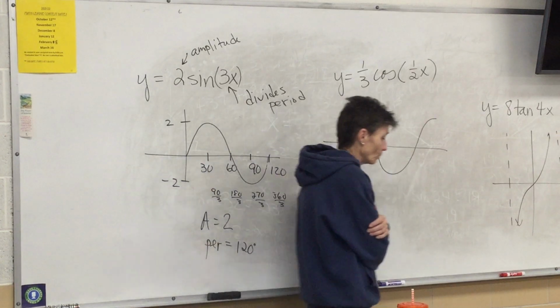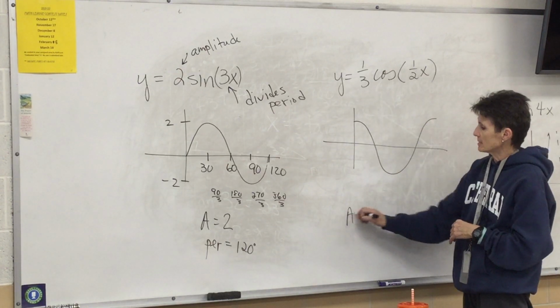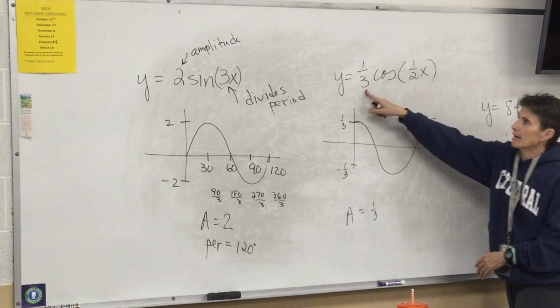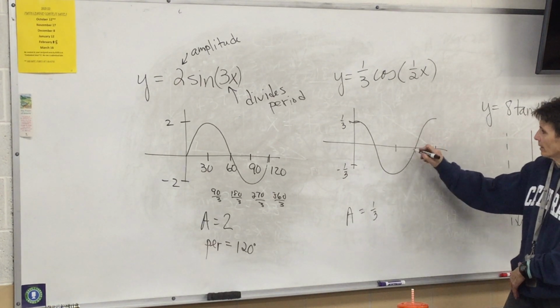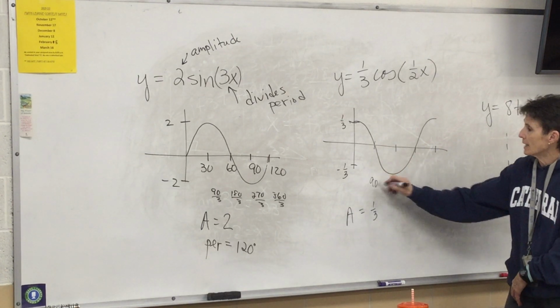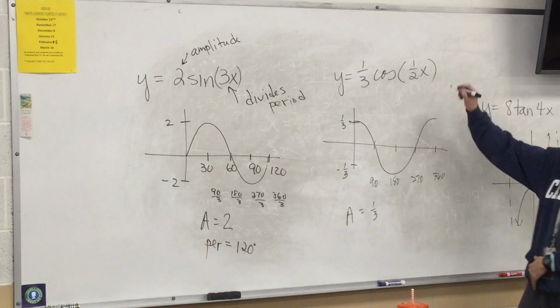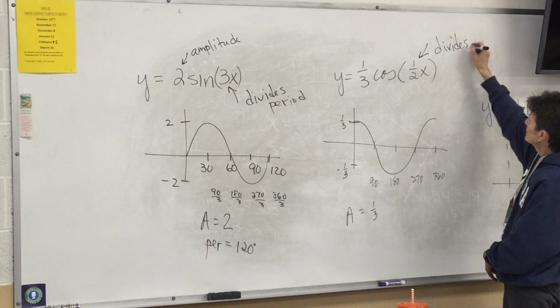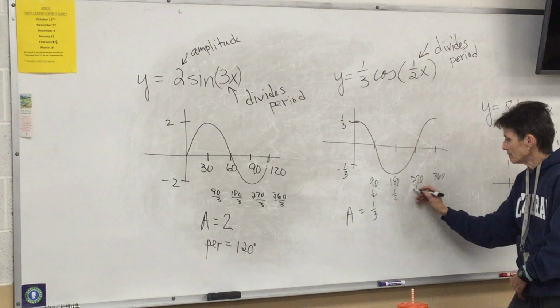Okay. Well, let's do the same exact thing with our cosine. The difference is this amplitude is only a third. So this is a third, and this is negative a third, because of that guy right there. Now again, I'm labeling low point, high point, and where I cross. And those should be 90, 180, 270, 360. But they're not, because of this number right here. That divides the period numbers. So we're going to divide by a half, divide by a half, divide by a half, divide by a half.